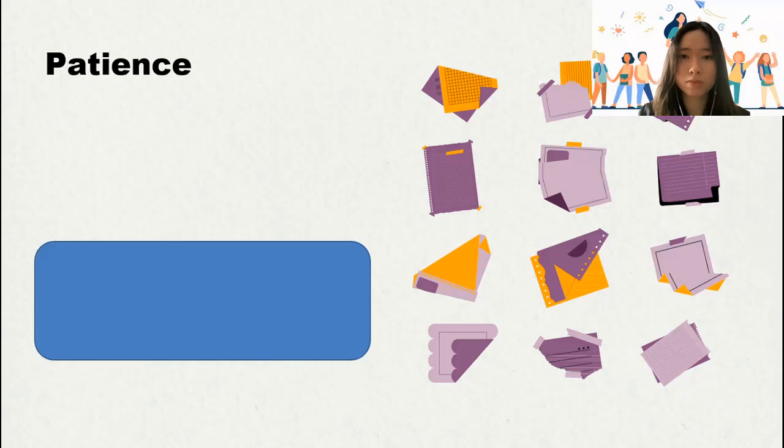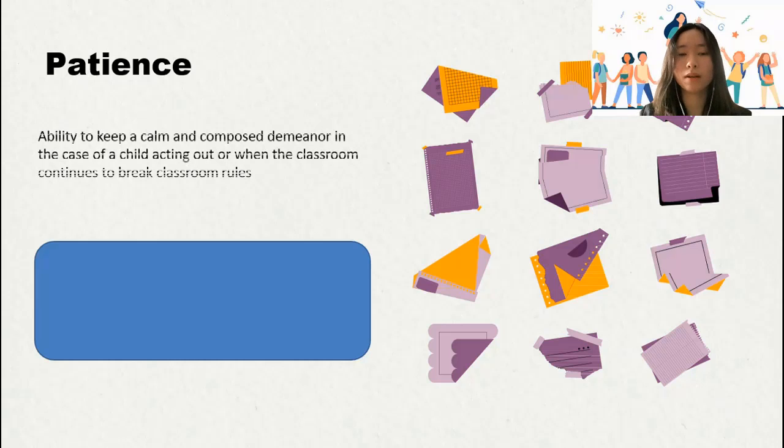There is a valuable skill for anyone working in childcare. You should be able to keep a calm and composed demeanor in the case of a child acting out and when the classroom continues to break classroom rules. You may need patience when working with children who have special needs.